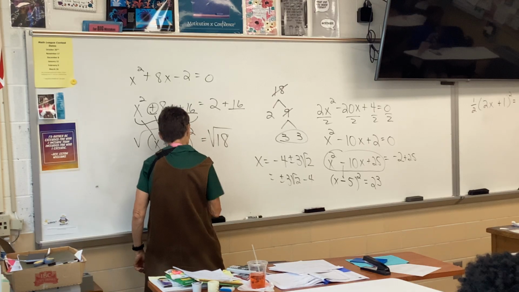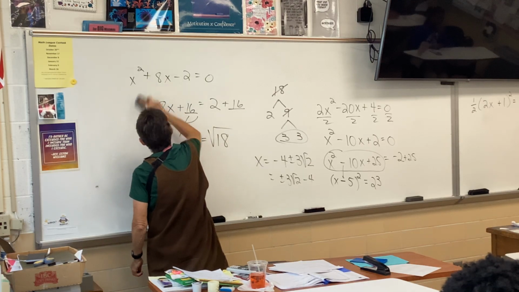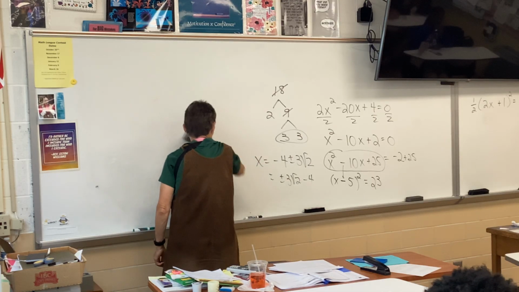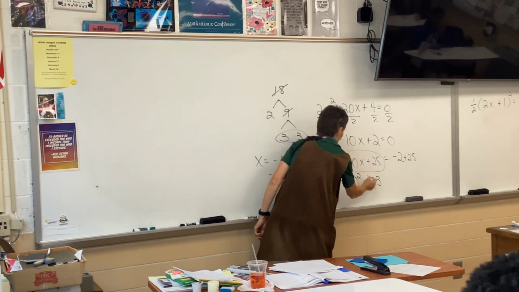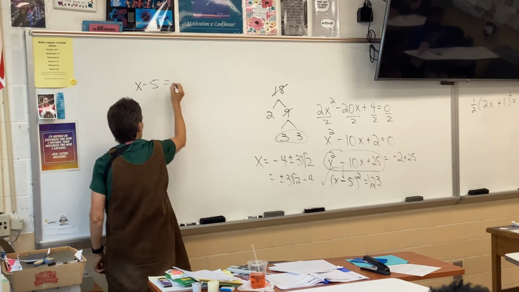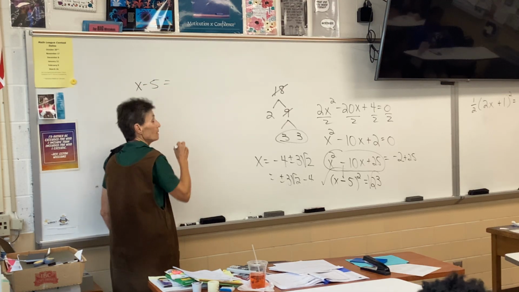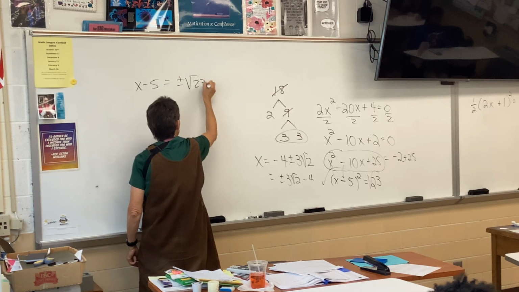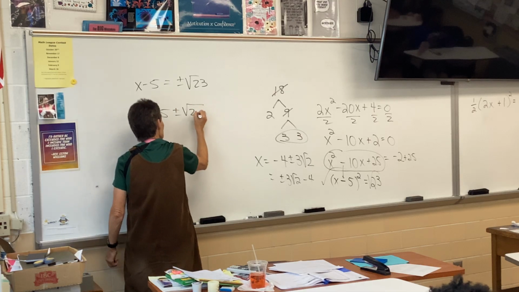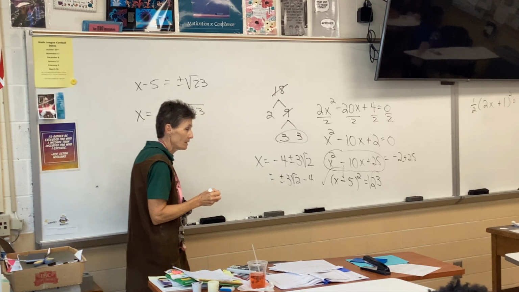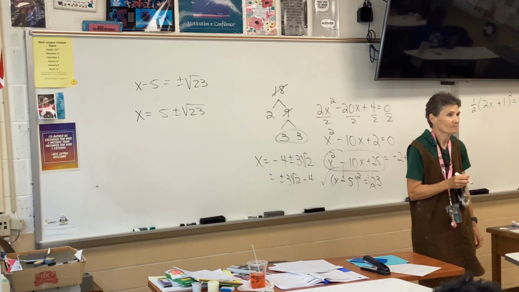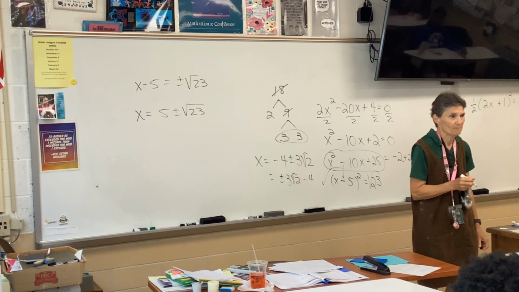Okay, so then we will square root. So we get x minus 5 equals plus or minus root 23. We'll move the 5 over either before the root 23 or after the root 23. And then we will be done. Because there's no way to clean that up.